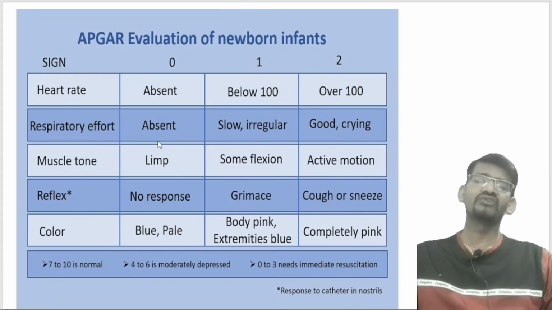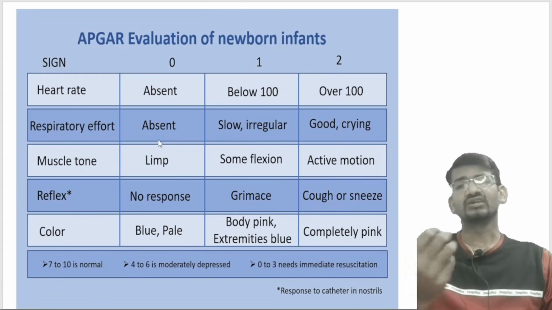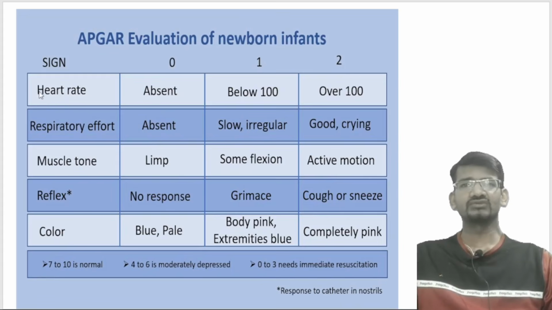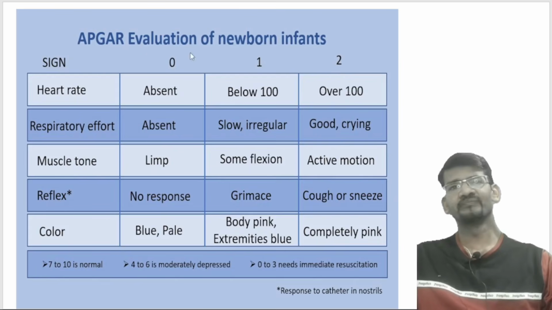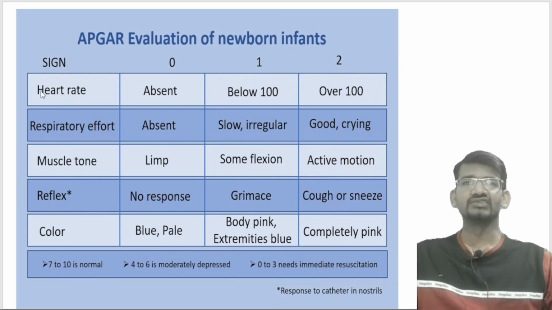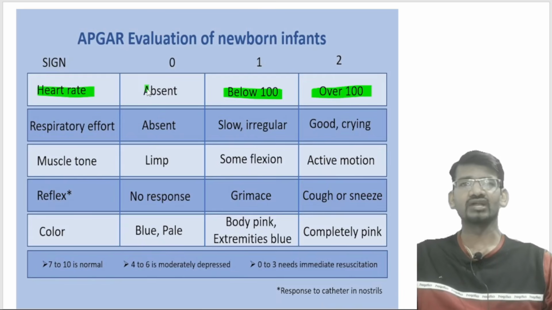So then how do we assess, or how do we give the scoring? See, as I told, the heart rate will be assessed first. So if the heart rate is absent, then a score of 0, below 100, then 1, above 100 is 2. So this 2 indicates an absolutely normal or healthy baby, or the baby has well adjusted with the extrauterine life.